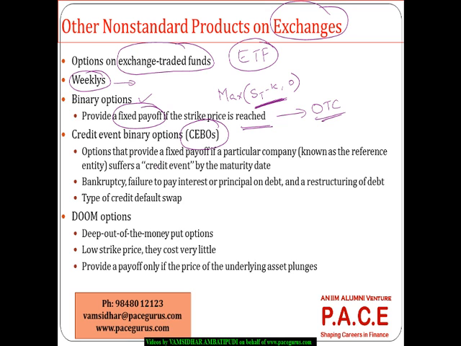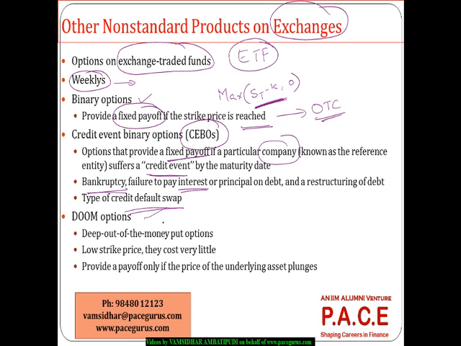Similarly, there are a few exchanges which are working with credit event binary options. So again, here also there is a fixed payoff that is paid. If a particular company suffers a credit event, like if a particular company goes bankrupt, or if it fails to pay the interest and principal whenever it falls due. So just like a credit default swap, but it is traded on the exchange, and it's a kind of an option where a lump sum is being paid based on a credit event of some company.